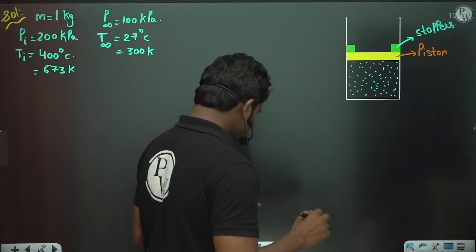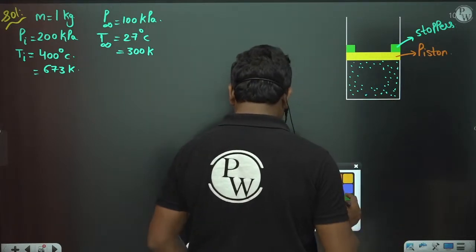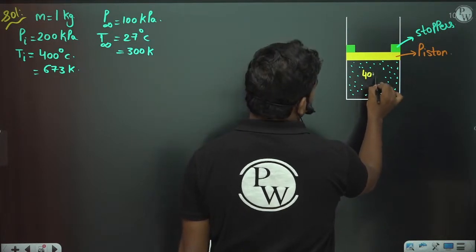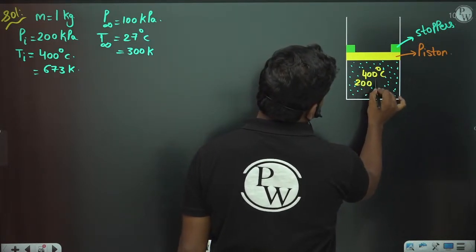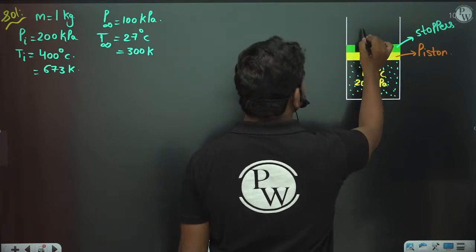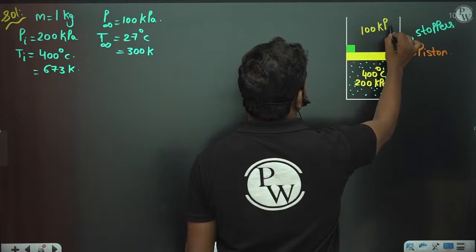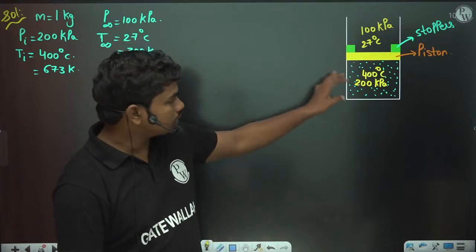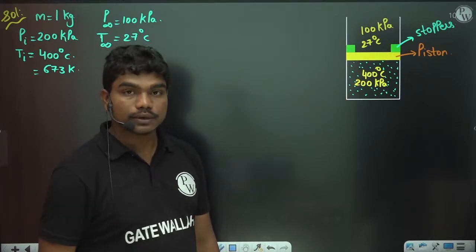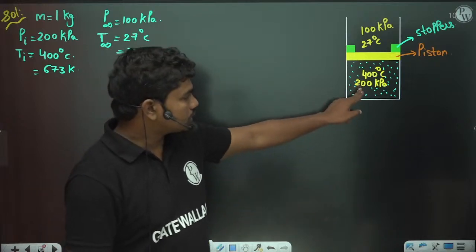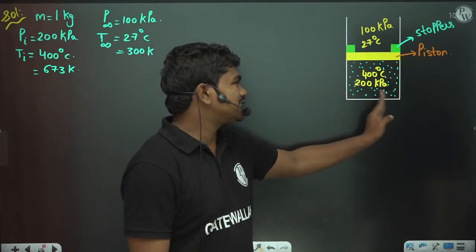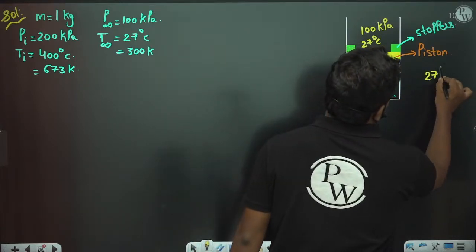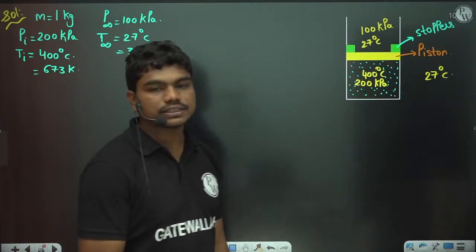Now try to understand this. Initially this is at 400 degrees Celsius and 200 kilopascals, and on the top it is 100 kilopascals and ambient is at 27 degrees Celsius. Try to understand this cylinder is non-insulated. Initially, try to understand one thing very carefully here. This temperature is 400 degrees Celsius. This is not insulated. Outside temperature is only 27 degrees Celsius.